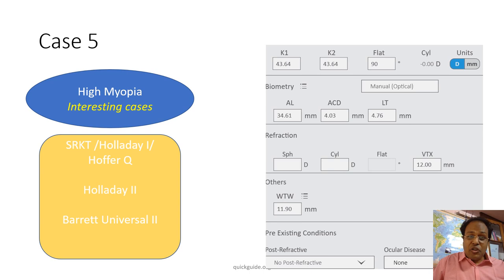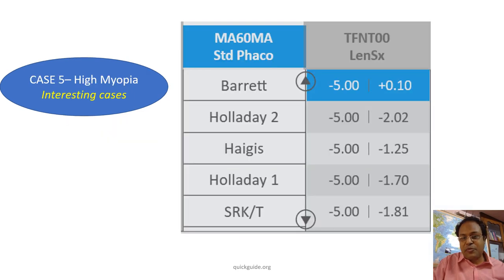Now, since we are talking about very high myopic patients with very high axial length, I thought of discussing this case study with you. This patient has an axial length of 34.61. I'm trying to find my cursor. So when we did the biometry, Barrett was asking for a -5 lens.